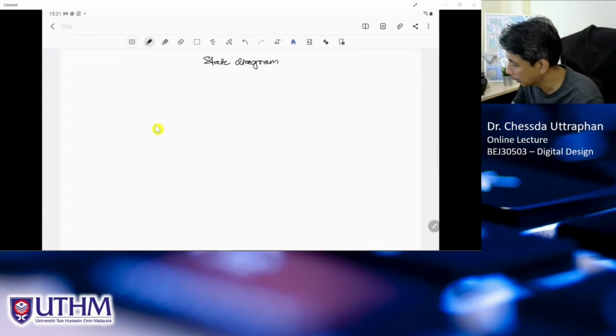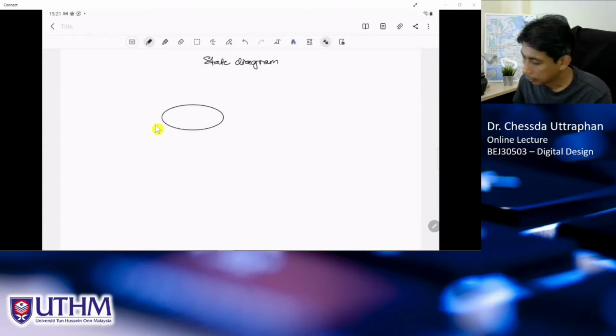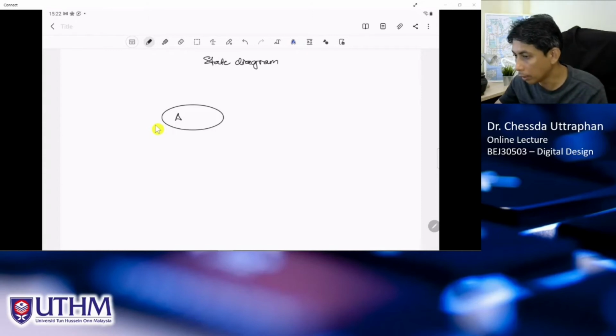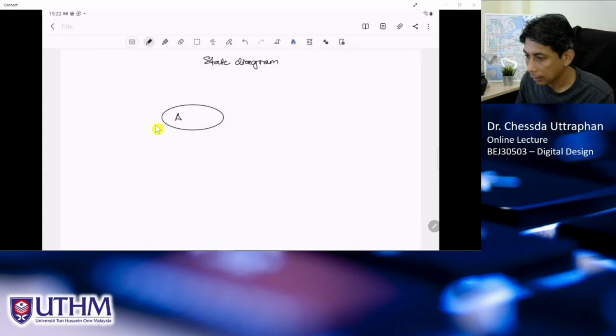So to create the state diagram, we can start with a circle, right, to represent the state. And for example, we name this state as state A, right? So why is it state? Because the output of the sequential circuit or finite state machine is normally called a state of the sequential circuit or state of the finite state machine, right? And the number of states is finite, and that's why we call it finite state machine, right? The number of states must be finite, not infinite.